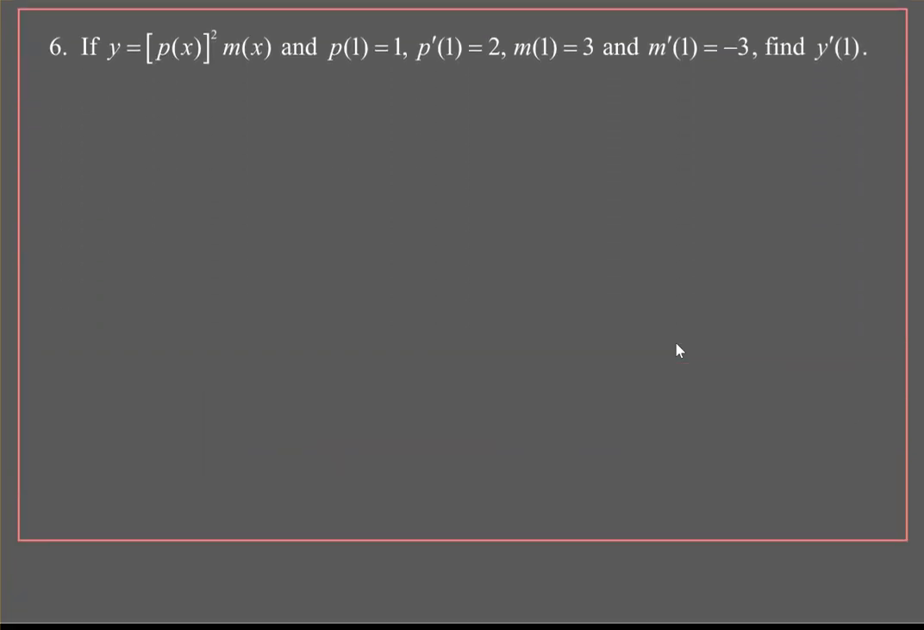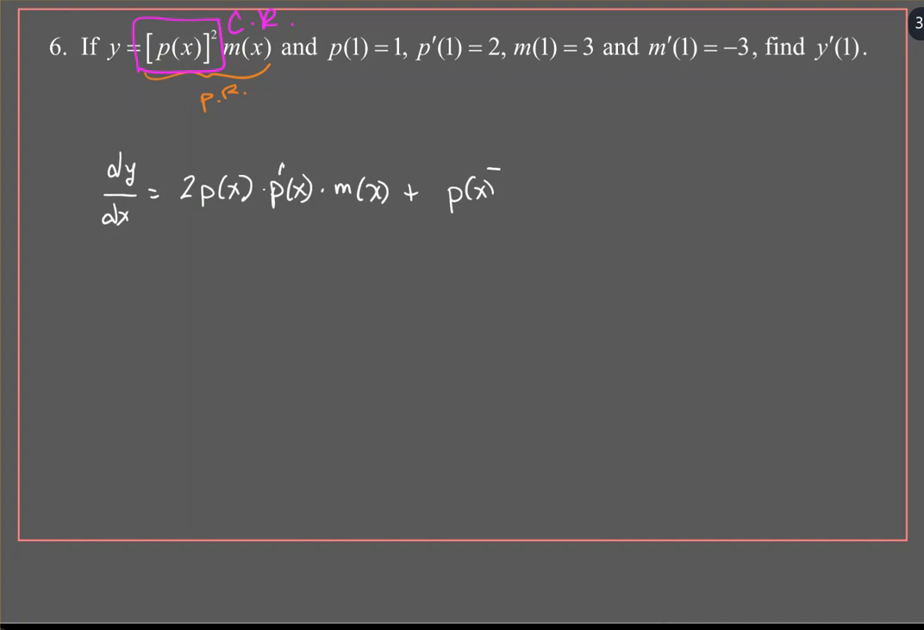All right, number 6, this again, we just have to recognize the rules. I got a product rule and a chain rule. So this is a product rule overall. And right here is going to be a chain rule. All right, so when I take the derivative, dy dx is going to equal 2p of x times p prime of x, times m of x, plus p of x squared times m prime of x.